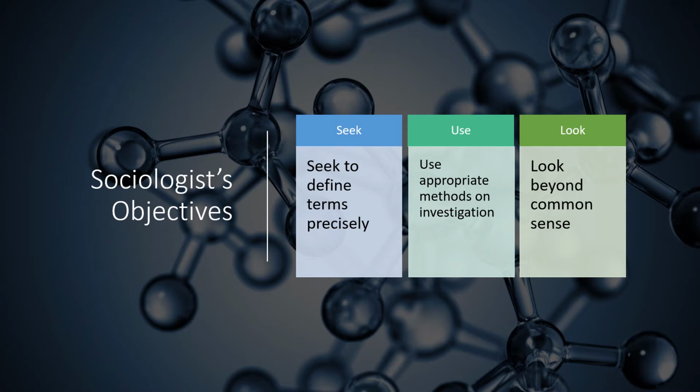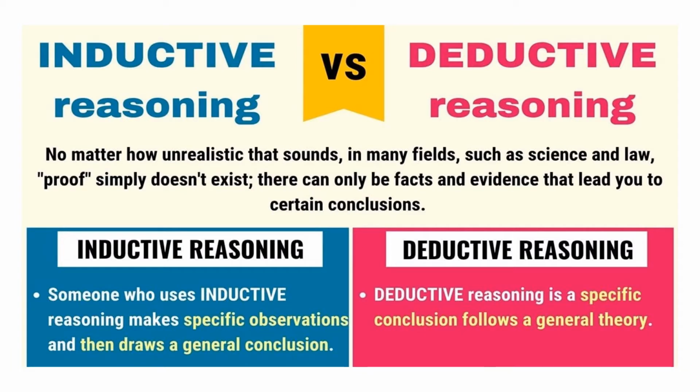The objectives of sociologists are to seek to define terms precisely, to use appropriate methods of investigation, and to look beyond common sense. To obtain sociological knowledge, sociologists must study their world methodically and systematically. They do this through induction and deduction.